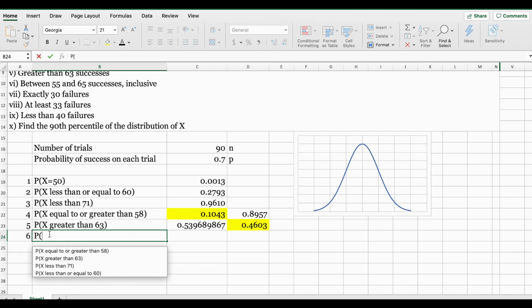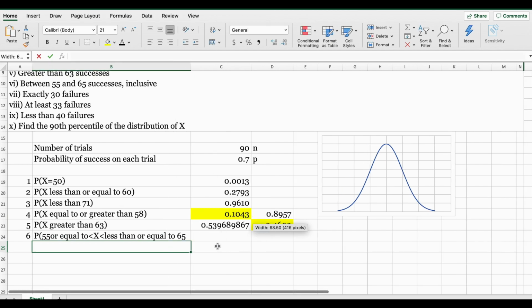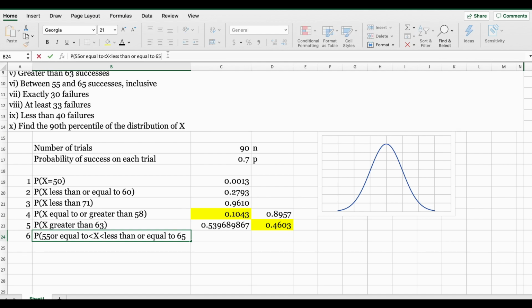Question number 6 is asking us to find the probability of x when it's between 55 and 65 inclusive, meaning we're looking at the probability of x when it is greater than or equal to 55 and less than or equal to 65. Now here, to make it easier, I have generated a bell curve. So for instance, this is our bell curve here.